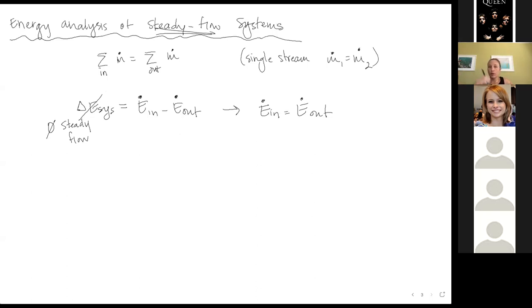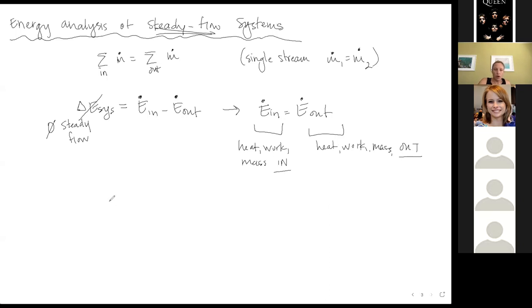So we have our energy per time coming in equal to our energy per time going out. This is our rate of net energy transfer by heat, work, and mass. This includes heat, work, and mass considerations coming in, and heat, work, and mass considerations going out. So the rate of net energy transfer by heat, work, and mass coming in has to equal the rate of net energy transfer by heat, work, and mass going out.